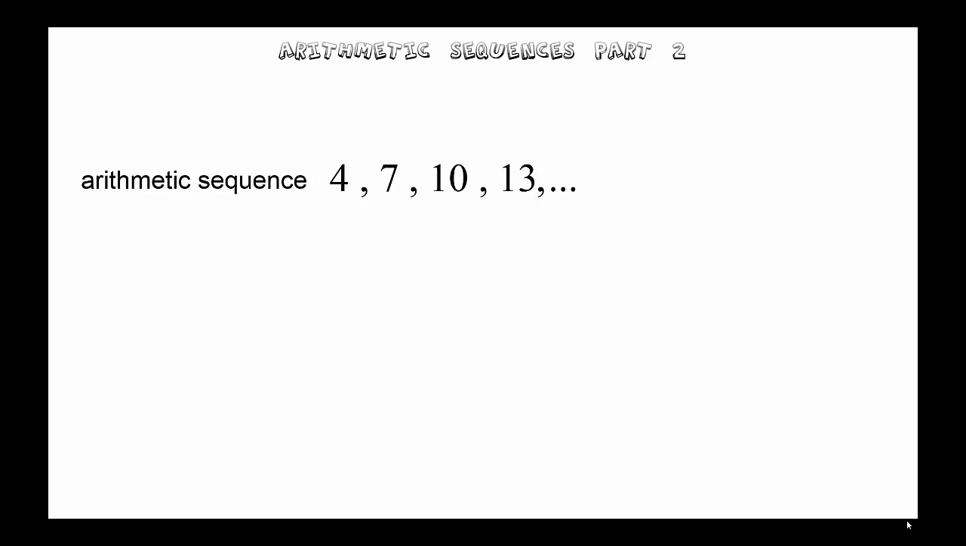Welcome to part 2 of our series on arithmetic sequences. You might recall from part 1 that an arithmetic sequence consists of either ascending or descending terms that have consecutive terms differing by a common value. Here we have our sequence 4, 7, 10, 13 and so on.